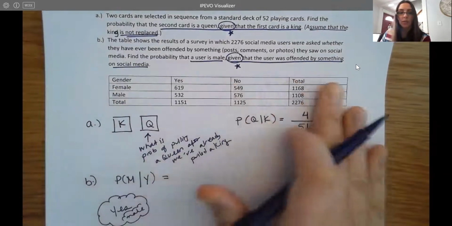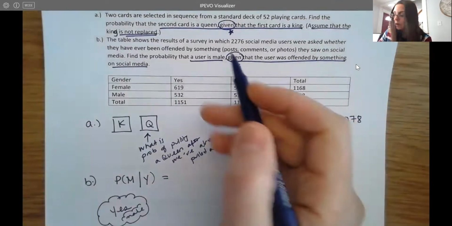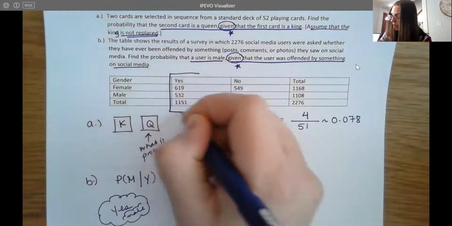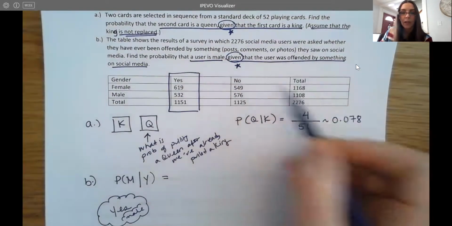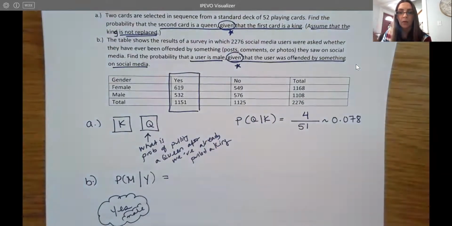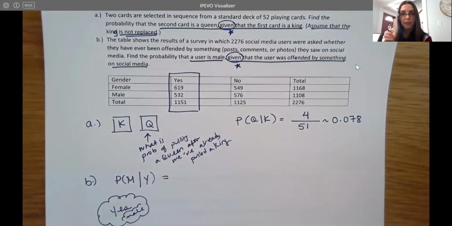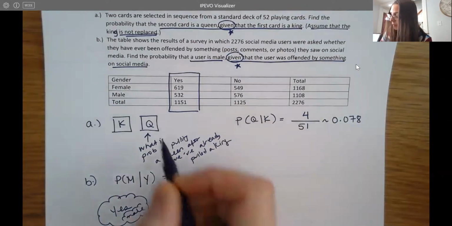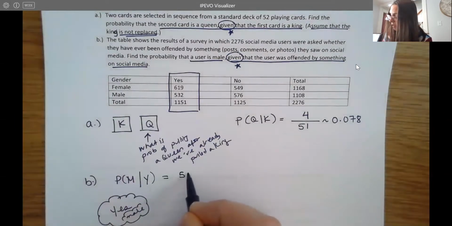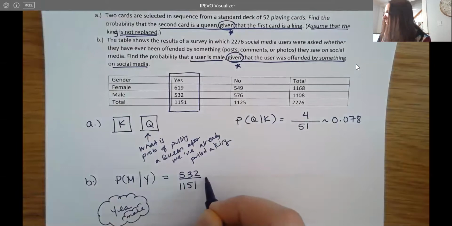So I don't actually need to look at this whole table. I'm starting with just people who were offended. Given the user was offended, I'm not looking at everybody. I'm looking at just the people who were offended here. So that's the first piece. Now within that group, what's the chance of getting a male? Well, our part here would be the number of males. So I have 532 males in that group, and my total is 1151.